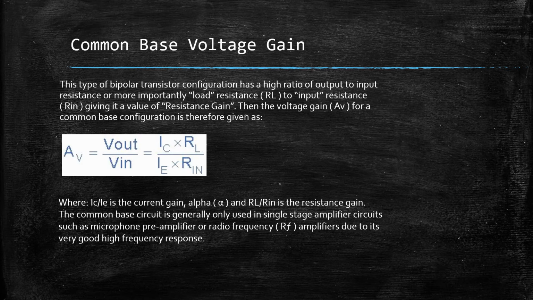The common base circuit is generally only used in single-stage amplifier circuits, such as microphone preamplifiers or radio frequency amplifiers, due to its very good high-frequency response.